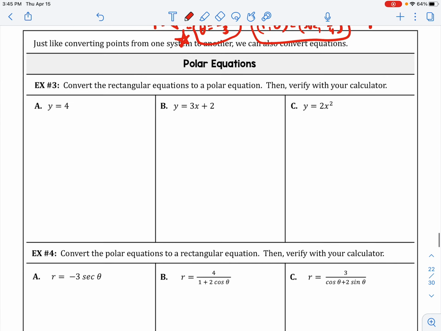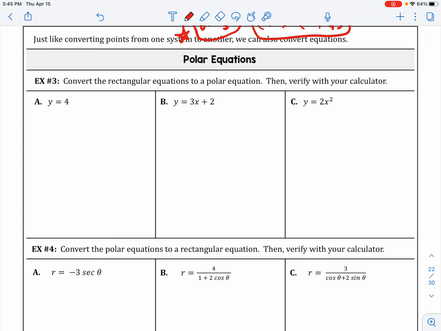All right, just like converting points from one system to another, we can also convert equations. So example number 3, convert the rectangular equations to a polar equation and then verify with your calculator. This is kind of cool because these polar equations look like they'd be complicated, but they end up being just pretty easy functions. So the first thing we need to remember is that our x is r cosine theta and our y is r sine theta.